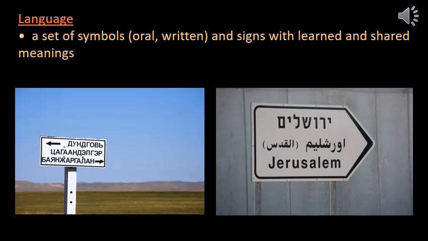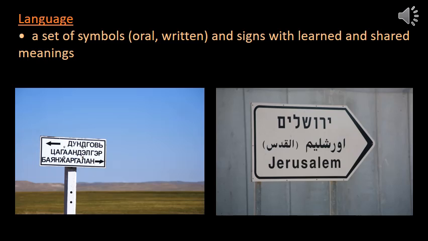A language is a code. This is important. This word is important to remember. A language is a code, and in order to use the language, you have to know the code. It's a set of symbols and signs with meanings you have to learn because it is very complex.